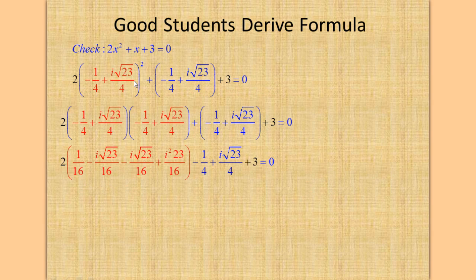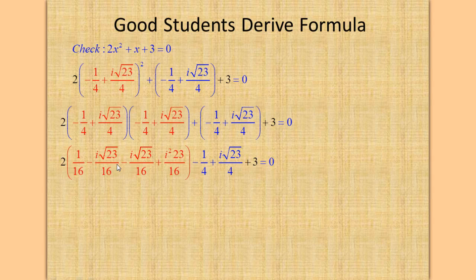So x squared is that term squared, plus x plus 3. Then you multiply this. Minus 1/4 times minus 1/4 is 1/16. Minus 1/4 times i times the square root of 23 over 4 is minus i times square root of 23 divided by 16, because 4 times 4 is 16. Plus i square root of 23 divided by 4 times minus 1/4 is minus i times square root of 23 divided by 16. And plus i times the square root of 23 divided by 4 times i square root of 23 divided by 4: i times i is i squared, square root of 23 times square root of 23 is 23, and 4 times 4 is 16.